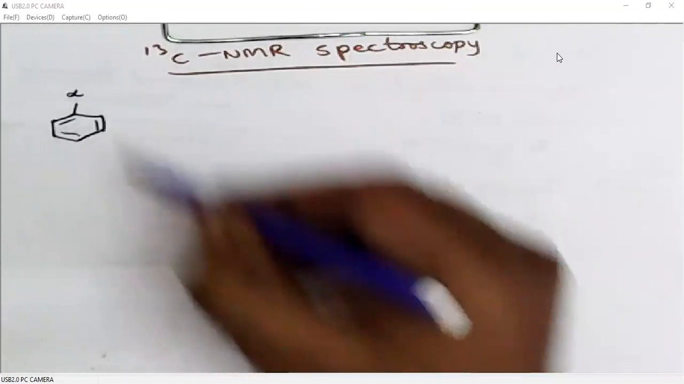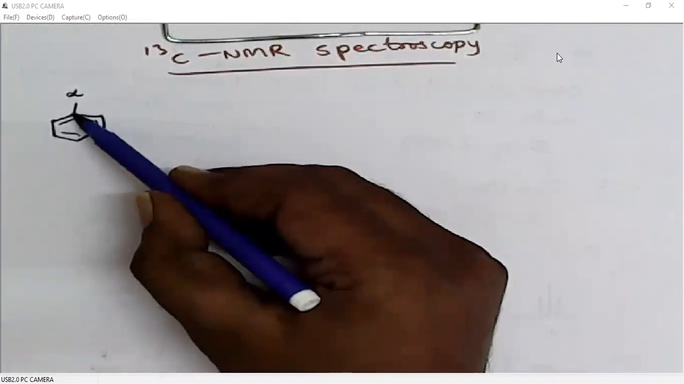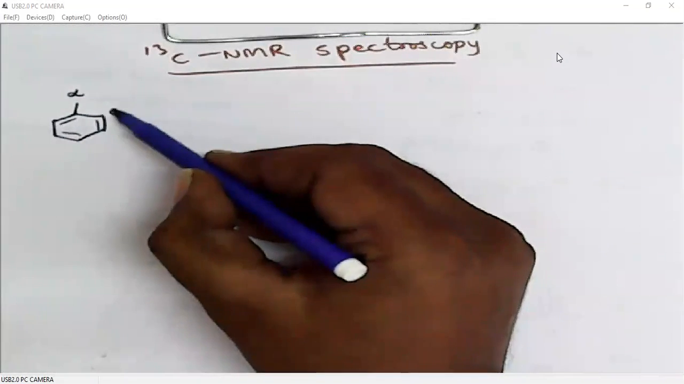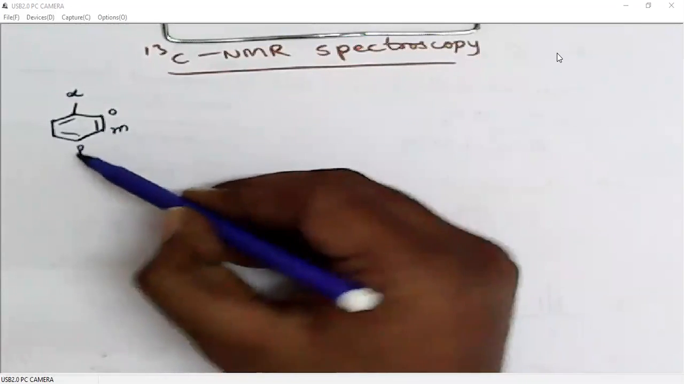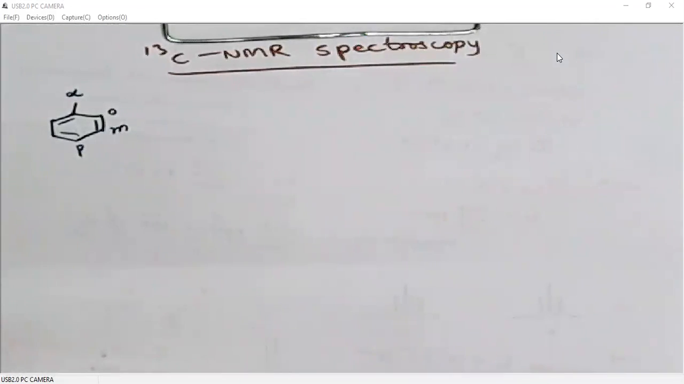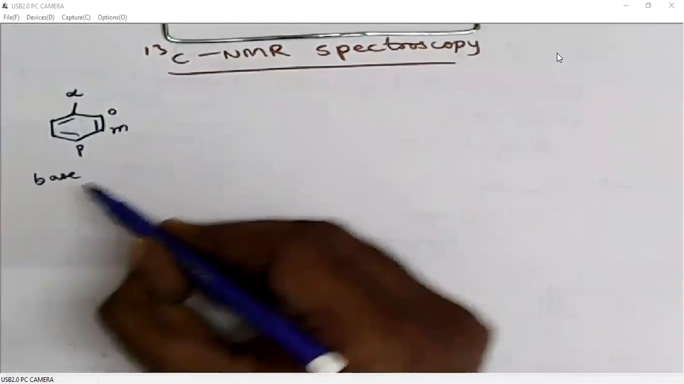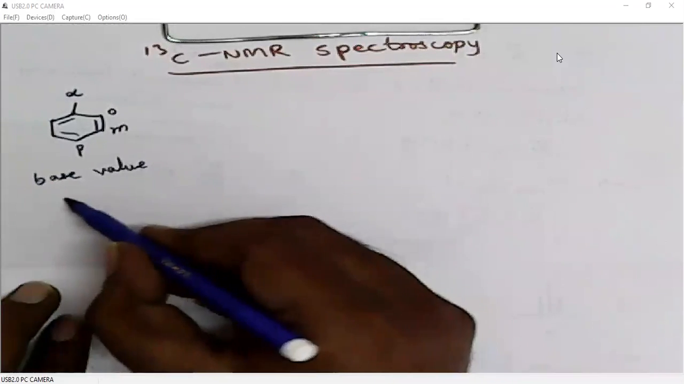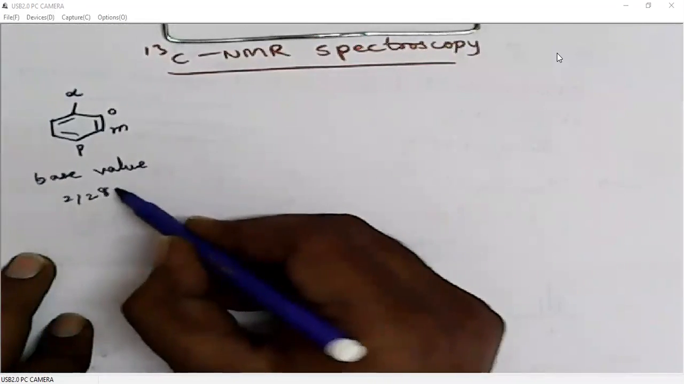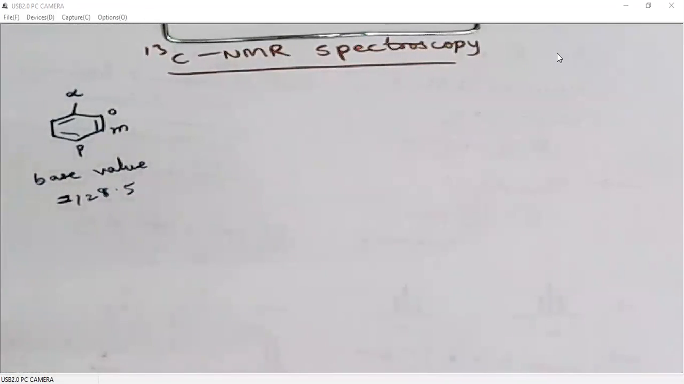This is considered as alpha. That means we are trying to calculate the delta for this. It is ortho substitution, it is meta substitution, and it is para substitution. Now for an aromatic system, the base value is 128.5. Base value is 128.5.